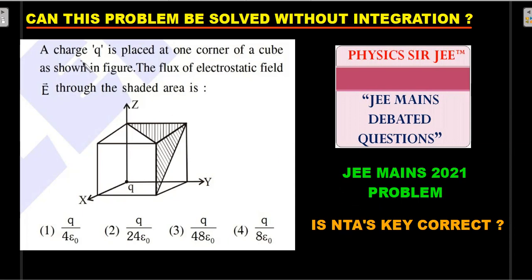Okay, so a charge q is placed at one corner of a cube as shown in the figure here. The flux of electrostatic field E through the shaded region that has been mentioned is how much among the four options? Give it a try, maybe 1 or 2 minutes, and that's how much you get in the JEE Mains examination approximately per question. Then you can go ahead with the concept that I am going to explain, and also certain practice problems at the end of the video to strengthen that concept. Okay, so I hope you have given it a try.